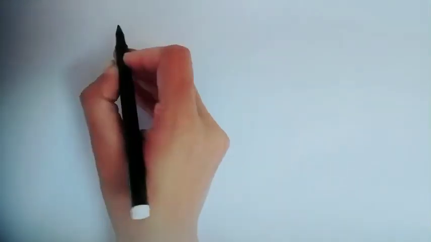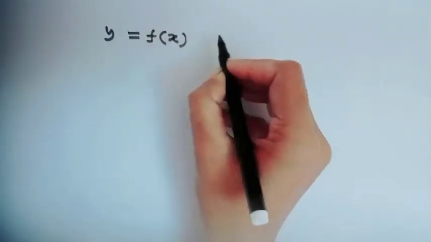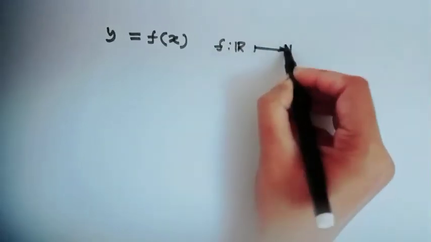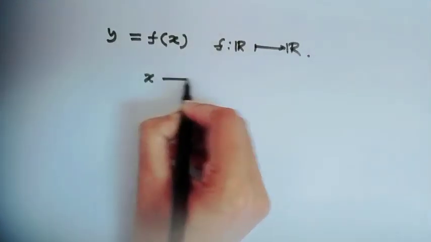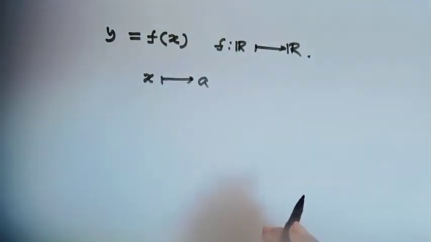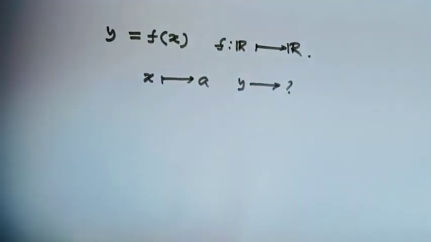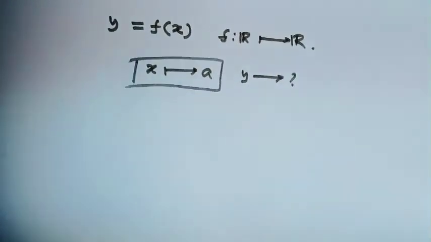Now let's see this concept of limit mathematically. Let y equal f(x), where f is defined from the real line to the real line. When x goes to a, what does y go to? This is my question. But at first, what is the meaning of x goes to a?